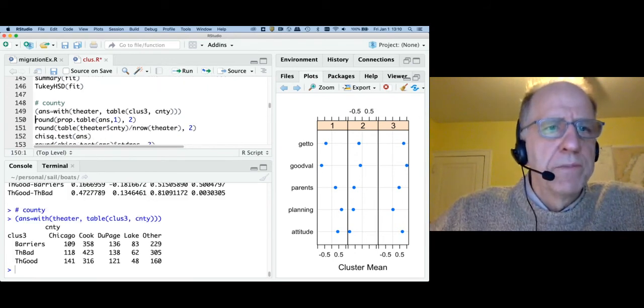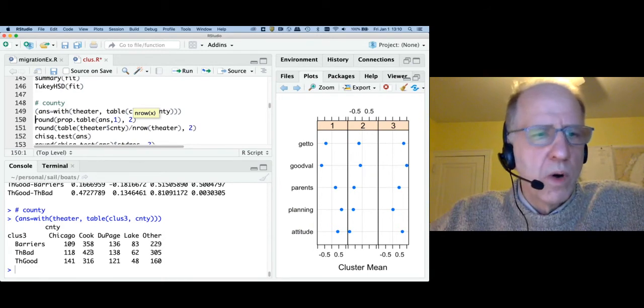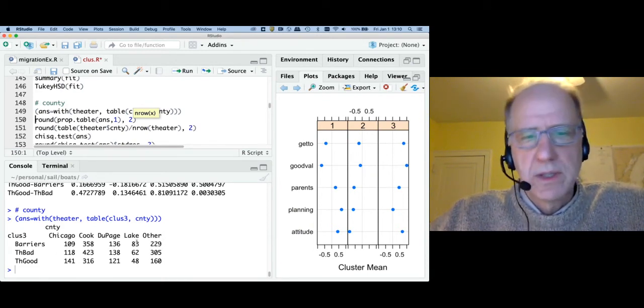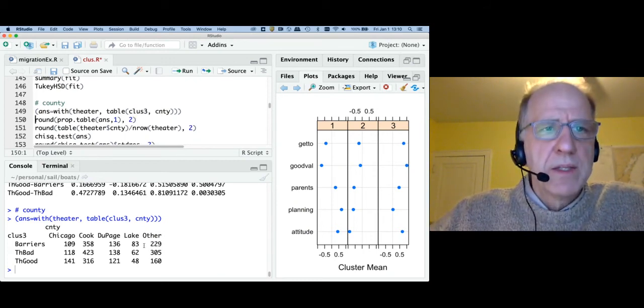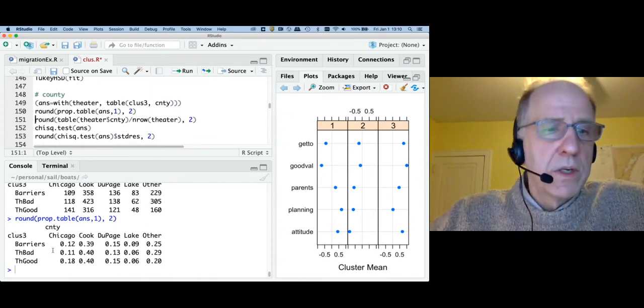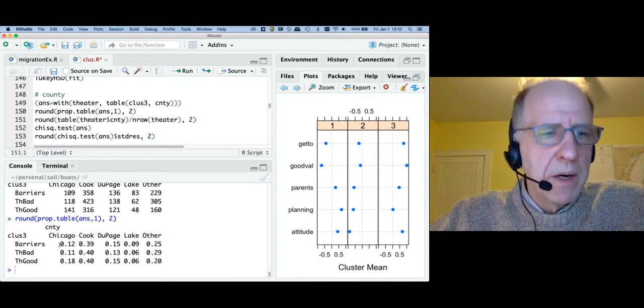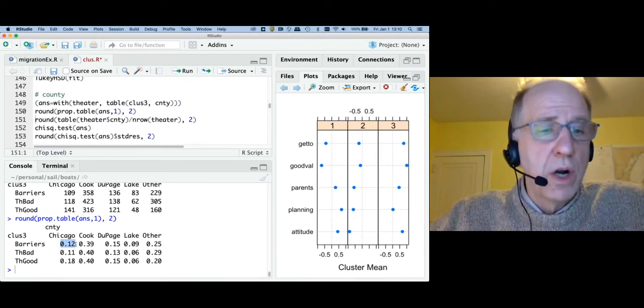Here's a quick overview. So here's a two-way table giving the raw counts of the number of people in each cluster versus the county of residence. That's not very easy to interpret. Instead, I'm going to use prop.table to give me the proportions. So the interpretation of this is, of the people who are in the barriers group, about 12% live in Chicago itself.